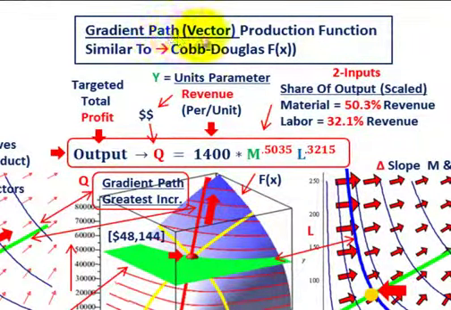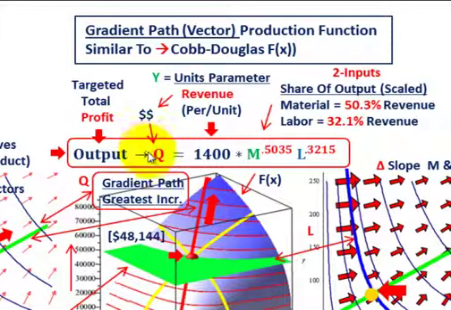What we're going to be going over here is what they refer to as the gradient path, or the gradient vector, and we're going to look at it in terms of the production function. Our production function is going to be similar to the Cobb-Douglas production function. Okay, so this is the production function we have here.